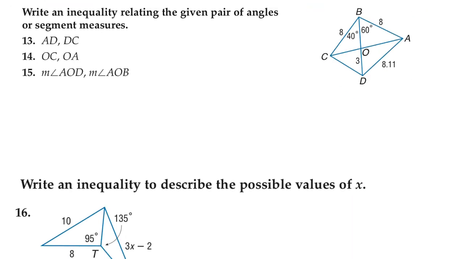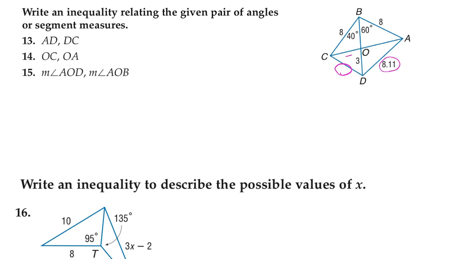Write an inequality relating the given pairs of angles. So same sort of question, except now, no, I mean, really it is just the same type of question. All right, so AD and DC. So AD, so we want to talk about this side compared to this side. So to do that, we're going to need to talk about some side angle side, okay?